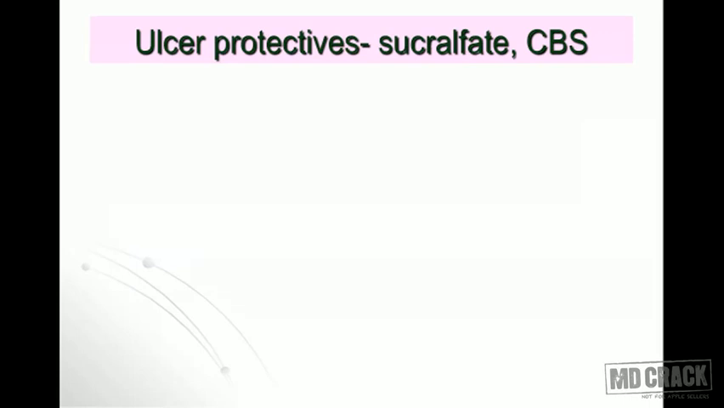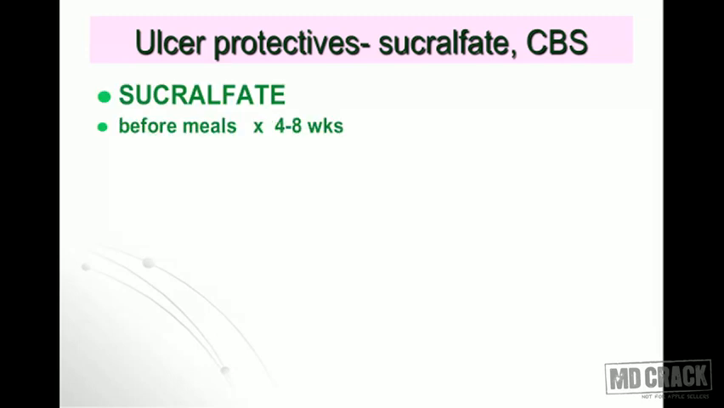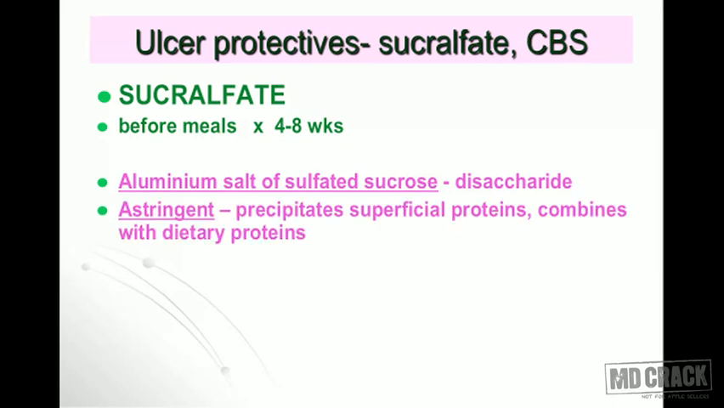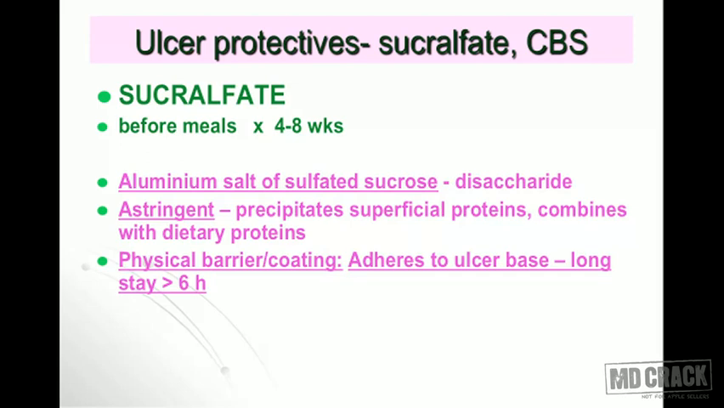Ulcer protectives which are available are sucralfate and CBS. And we already made a comment about CBS when we discussed it in the last session. What is sucralfate? Sucralfate is a drug which should be given before meals, and it should be given for 4 to 8 weeks. Sucralfate is an aluminum salt of sulfated sucrose. It's a disaccharide. It has an astringent effect, meaning it precipitates the superficial proteins, it combines with the dietary proteins and produces a physical barrier or coating on the ulcer, and it gets adhered to the ulcer base.